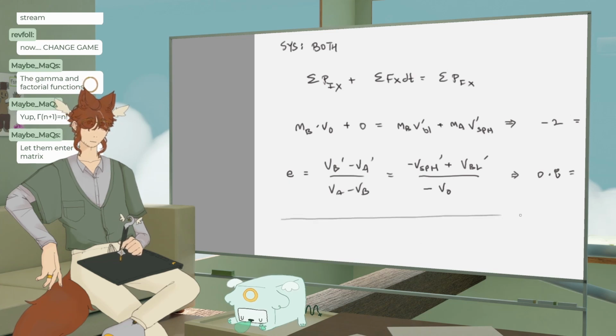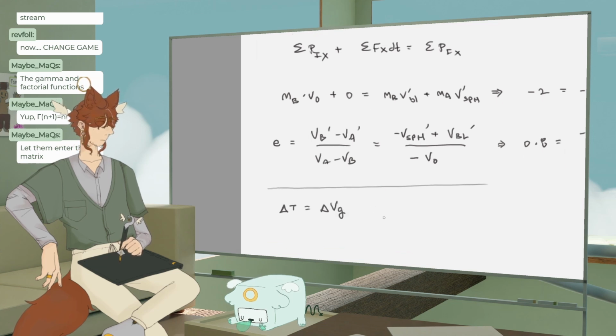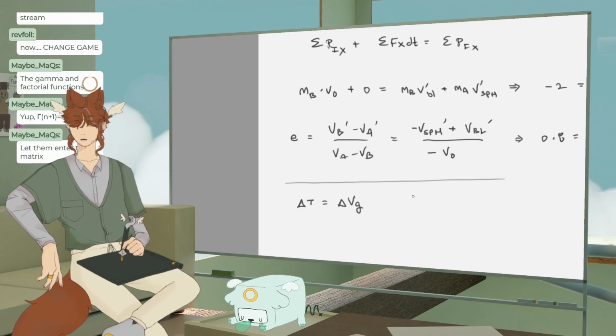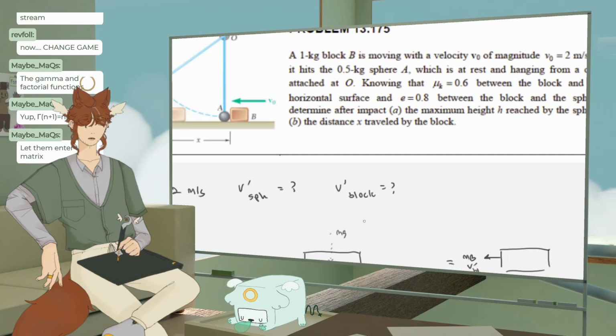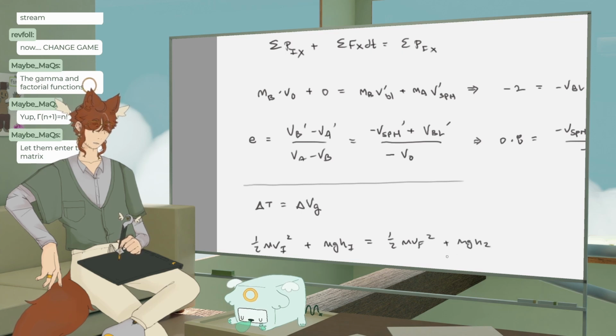Let me say delta T equals delta Vg. So that's the change in kinetic energy is going to equal... Okay, the maximum height is reached when the velocity is 0 at the top of the swing. So we're going to say 1/2 mv squared, or vi squared. No, vf squared minus 1/2 mvi squared equals... Do I really want to do it like this? Let's do it this other way. 1/2 mvi squared plus mgh1 equals 1/2 mvf squared plus mgh2. That's a lot nicer, I think.